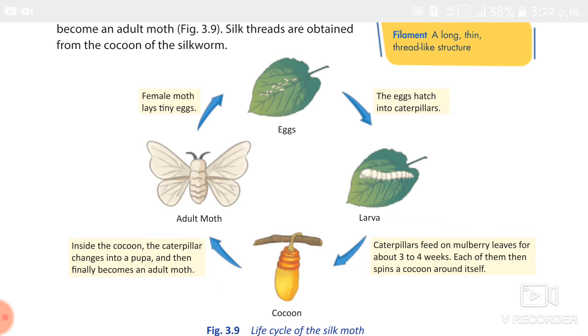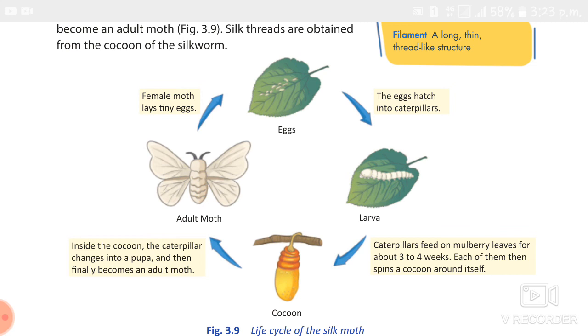Then the silkworm takes 3 to 7 days to prepare the cocoon, formed by 20 to 39 concentric layers of a single thread, which is about 1 kilometer long. It covers itself with the cocoon. Then it enters the second stage, which is called the pupal stage.